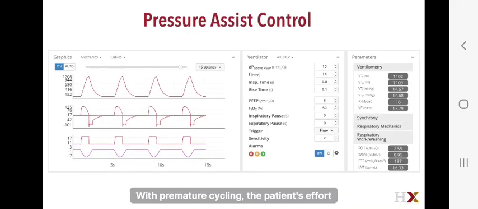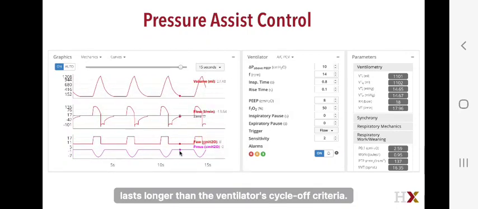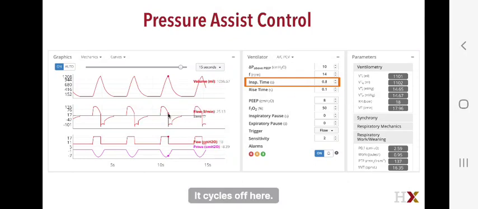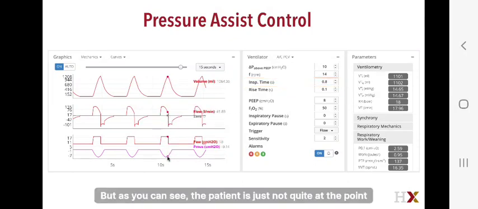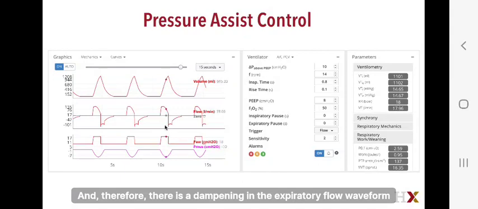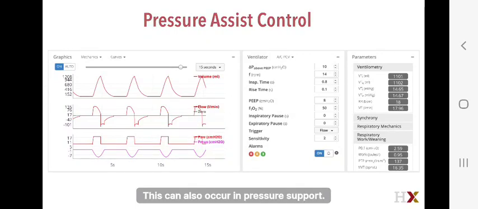With premature cycling, the patient's effort lasts longer than the ventilator's cycle-off criteria. So in this example, the cycle-off criteria again is 0.8 seconds in pressure assist control. It cycles off here. But as you can see, the patient is just not quite at the point where they are beginning to exhale. And therefore, there is a dampening in the expiratory flow waveform because the effort continues on past the cycle-off criteria. This can also occur in pressure support.